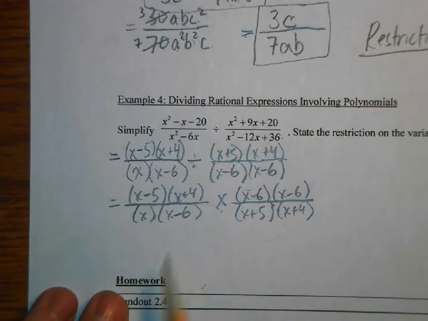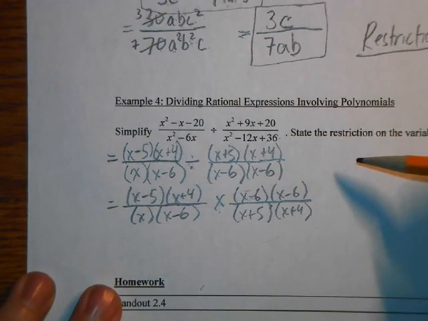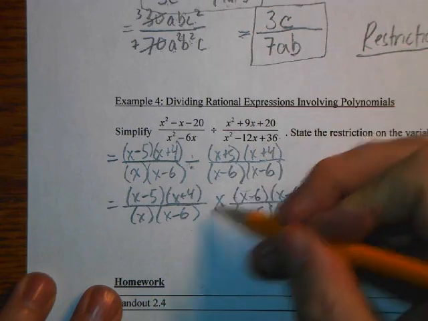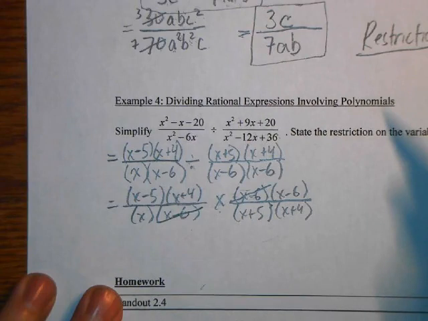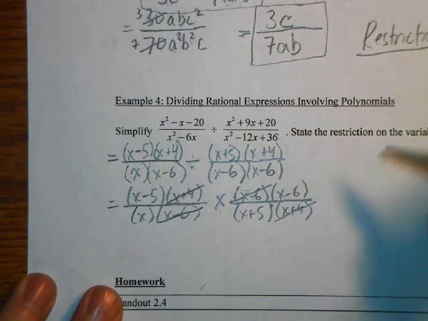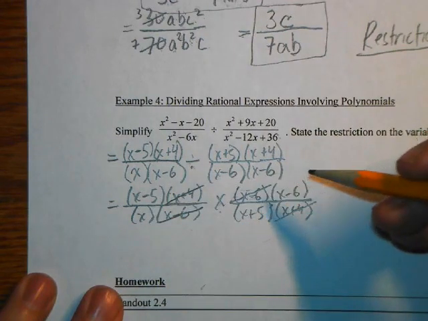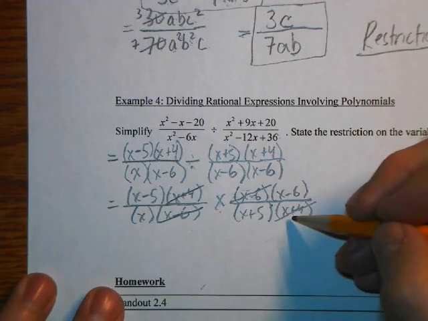So you just start hunting for factors that are common on the numerator and denominator, and just as I expected, we have an x minus 6 on the top and bottom. I've got an x plus 4 top and bottom, and I think that's it. Always do a pretty good check here. So that is in fact all that we have.